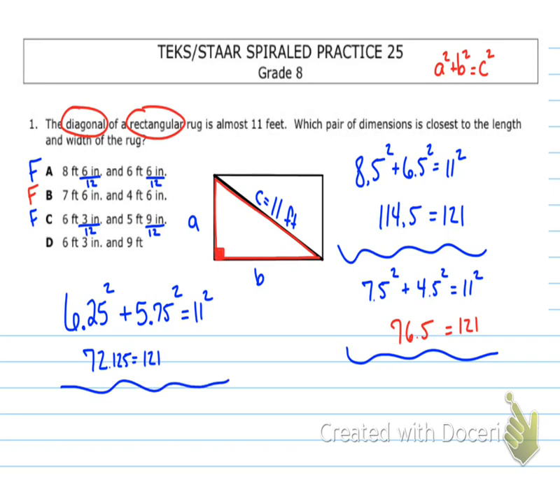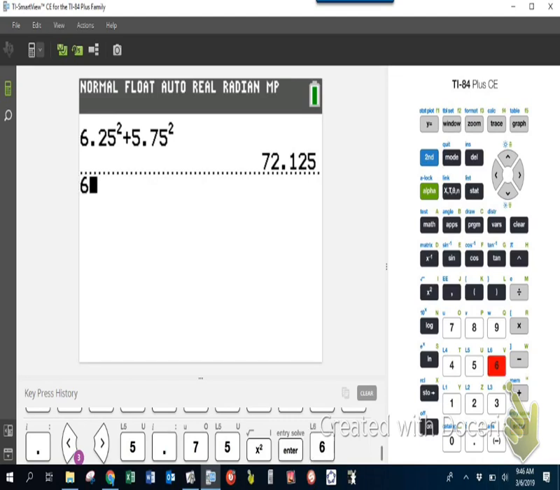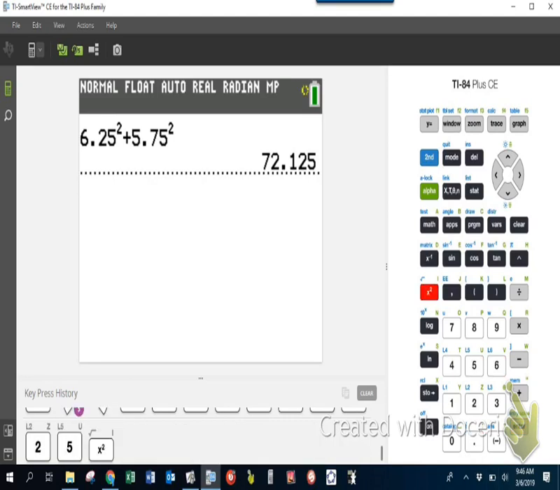And it's going to be 6.25 squared plus 9 squared. Is that equal to 11 squared? So I already know 11 squared is going to give me 121. Now let's find out if a squared plus b squared gives me 121. So I'm going to go with 6.25 squared plus 9 squared. If it's right, it should give me something very close or equal to 11 squared.